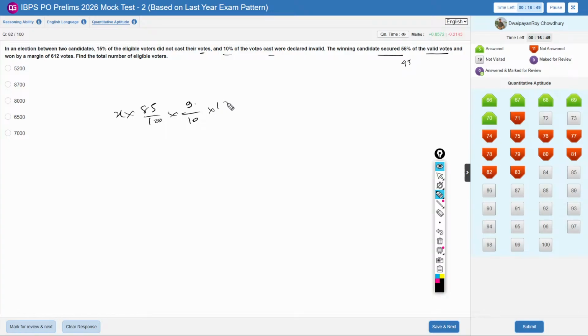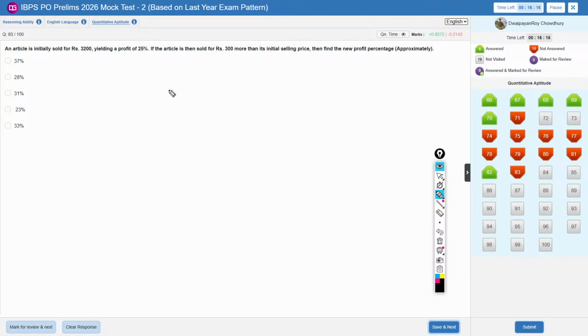So 10% of this is going to be 612. So with 9, it will go 6 times, then 72, 8 times. So 17, 174, 175. So 28,000.